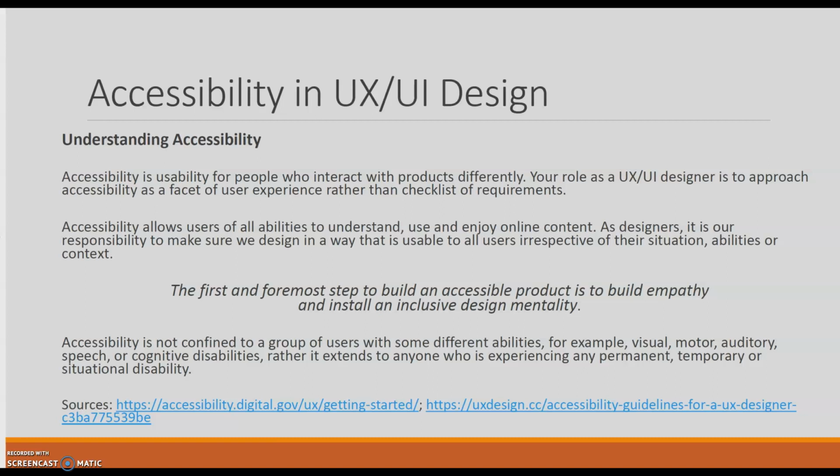So first and foremost, the step to build an accessible product is to build empathy and instill an inclusive design mentality. Oftentimes the things that we do, we're too close to and we don't see that it might not be accessible because we do understand it. So hopefully this week you'll start to gain more knowledge of accessibility and have the opportunity to look at your prototype through that lens.